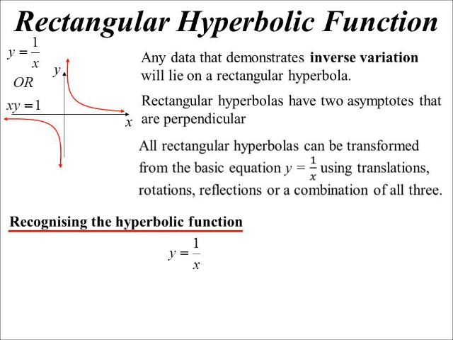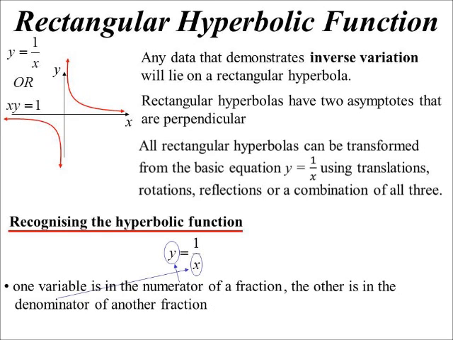How do I recognise it? Well, if I see one variable is on the top of the fraction, I mean technically that's y over 1, and one's on the bottom, then I've probably got some sort of hyperbolic function happening. So that's the key I'm looking for there. See some pronumerals at the bottom of a fraction, I've probably got some sort of hyperbolic function going on.